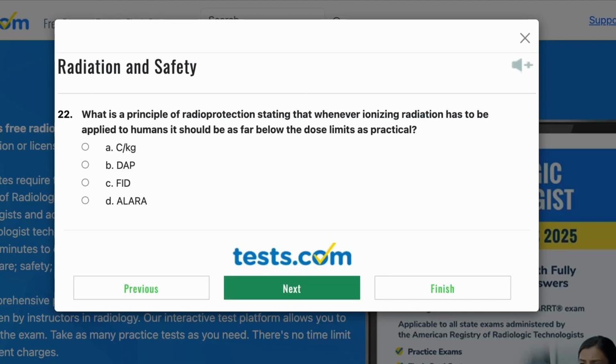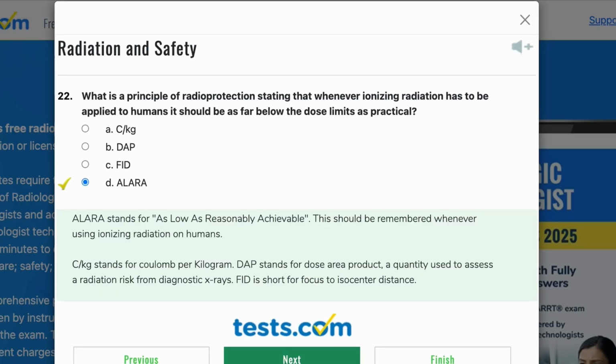Question 22. What is a principle of radioprotection stating that whenever ionizing radiation has to be applied to humans, it should be as far below the dose limits as practical? A. Coulombs per kilogram, B. DAP, C. FID, D. ARRT. D. ARRT. ARRT stands for as low as reasonably achievable.